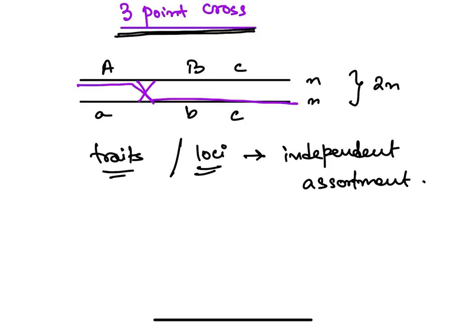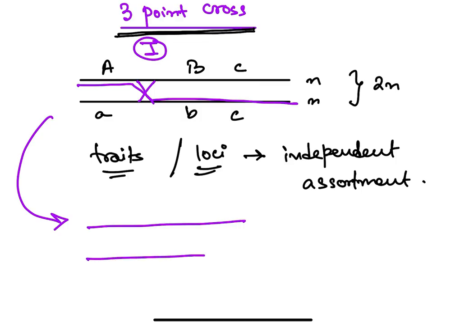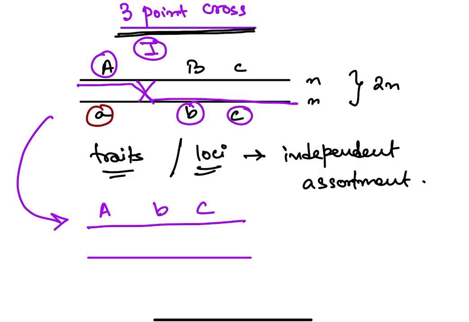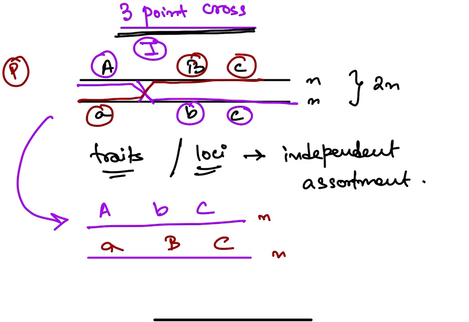So if there is a crossing over between this locus, say locus 1, then the gametes will be separated, and these gametes will be like capital A, then B, C, and small a, this one will be capital B, capital C, right? These will be the different gametes that will be produced from a parental generation. Now, the next question that scientists wanted to answer was, what is the distance between these two loci, or these two genes, or these two characters?